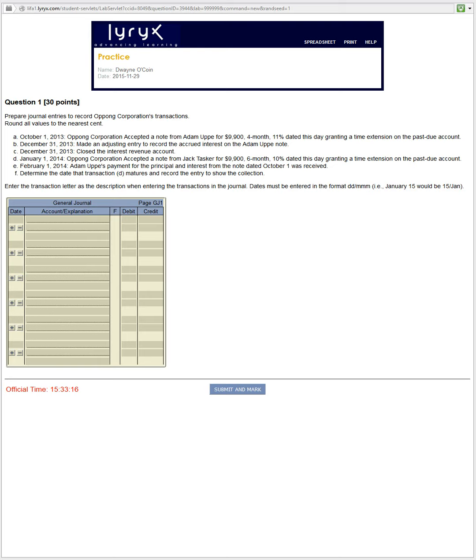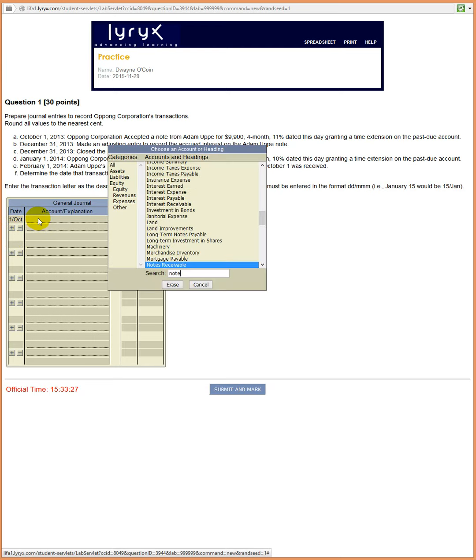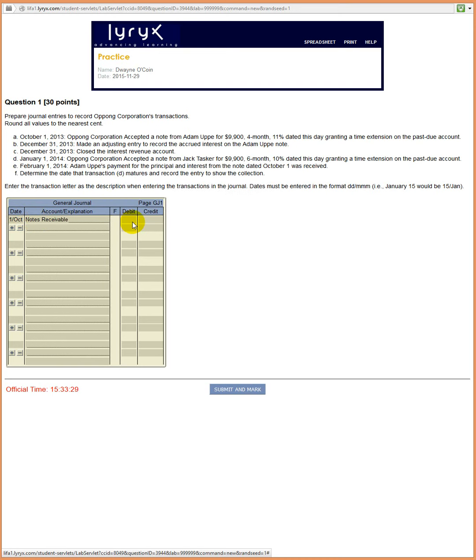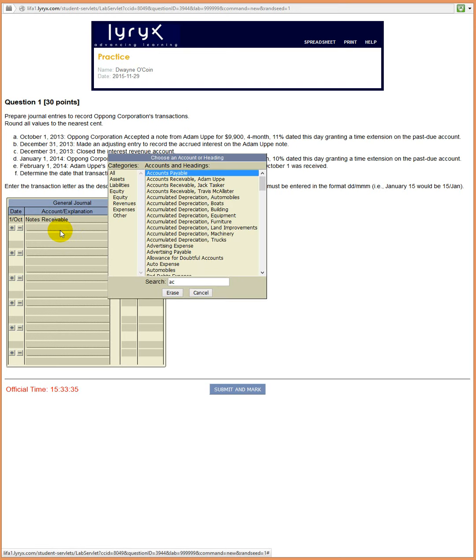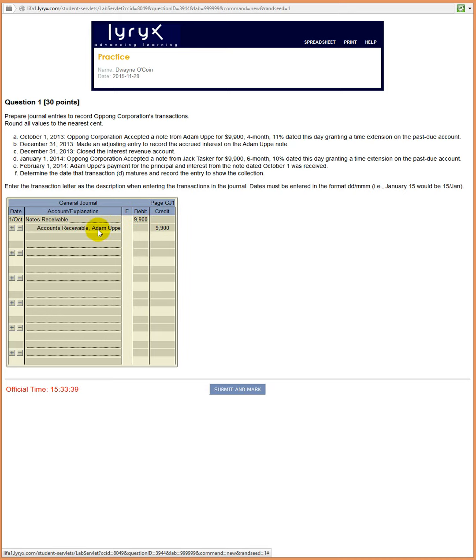So the first transaction, October the 1st, Pong accepted a note from Adam Upa for $9,900 in exchange for his past due account. That is transaction A. And it says to use the transaction letter as the description. So we're doing what we're told.